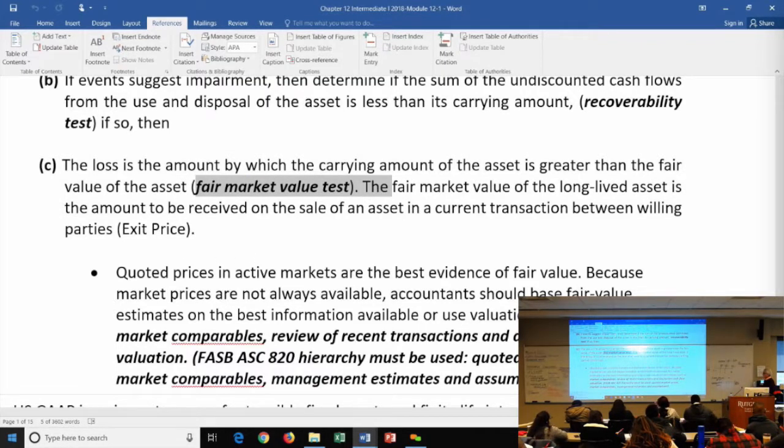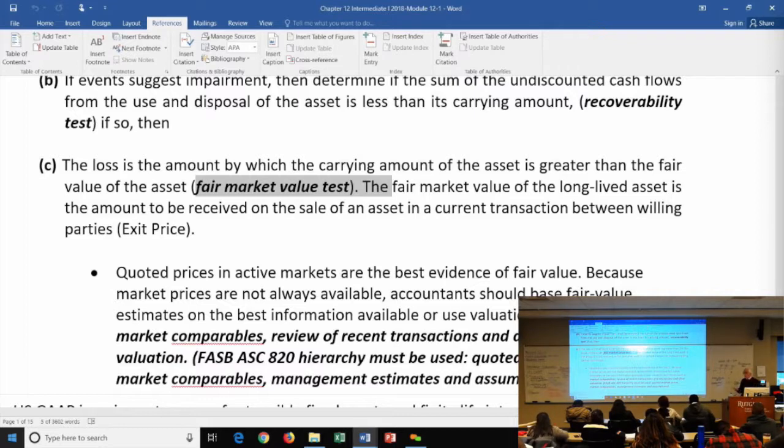Fair market value. And we know from the earlier chapters, chapters 1 and 2, where we get fair values from. We look at the hierarchy. The fair value hierarchy tells you you can get fair values from quoted market prices, market comparables, or discounted cash flows. Whatever's the most reliable. And the difference between carrying value and the fair value would be your impairment loss.